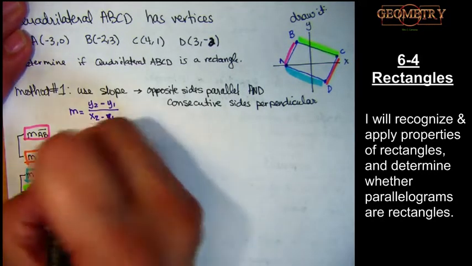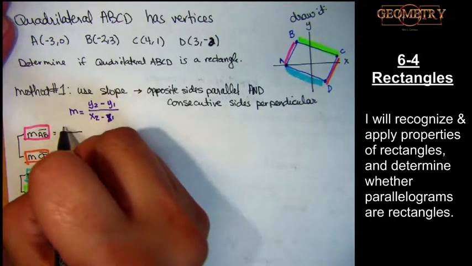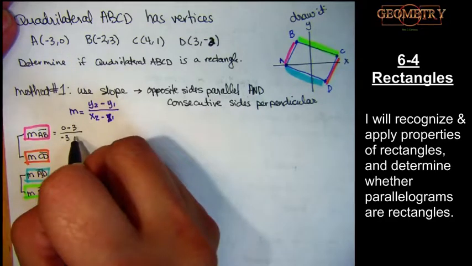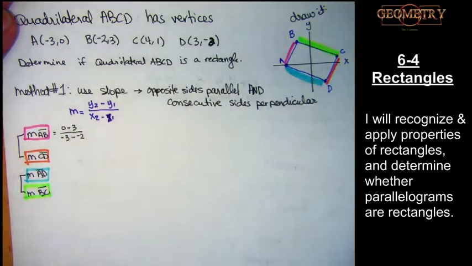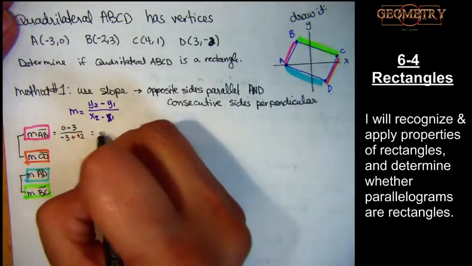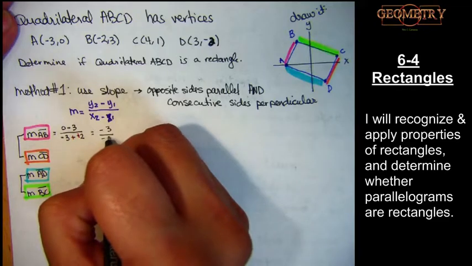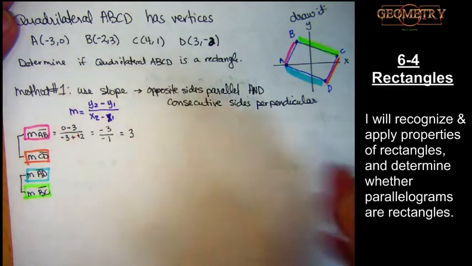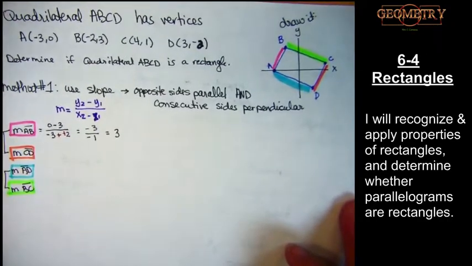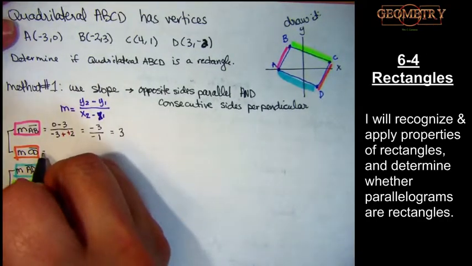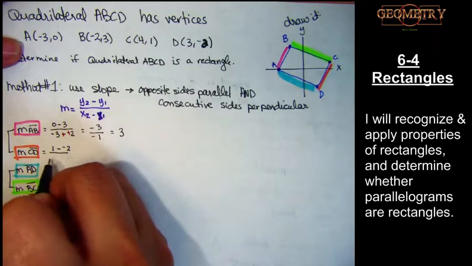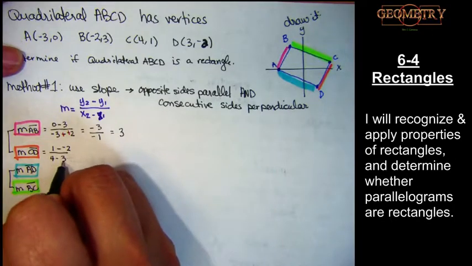So here I go. I need the y coordinates for A and B, and the x coordinates for A and B. I have a double negative, so I'm going to get rid of that. And there's my first slope. I'm going to repeat for all of the others. I know there's a lot to keep track of.